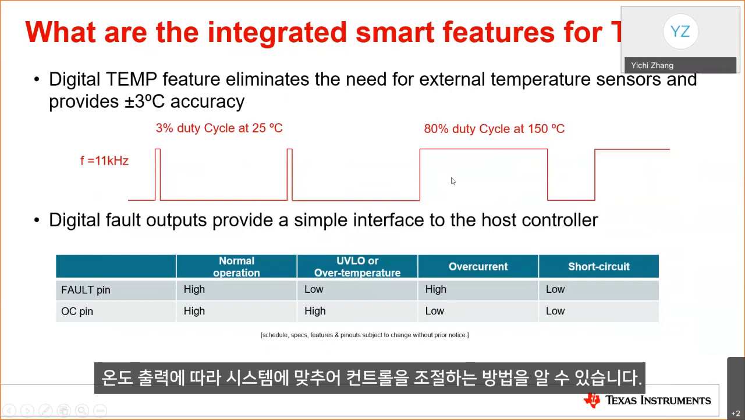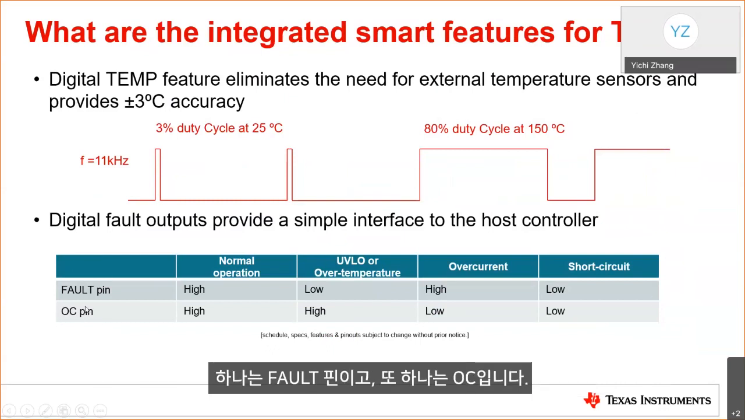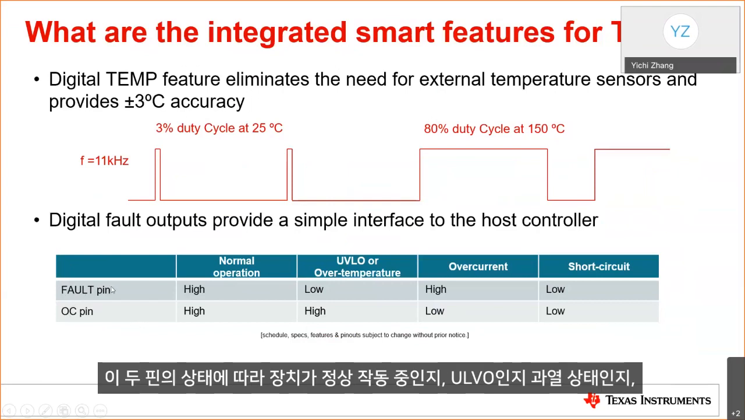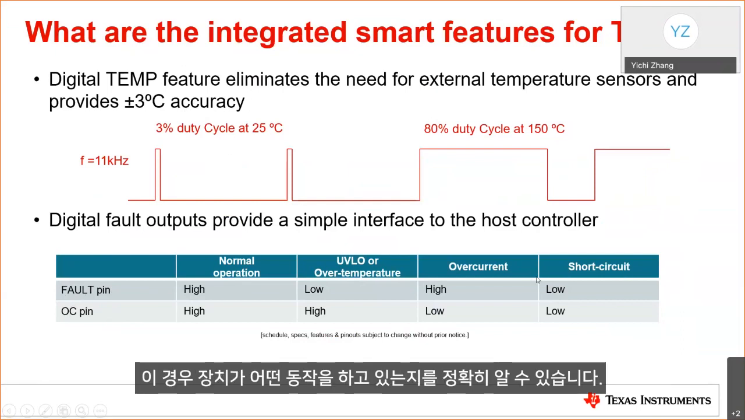On the bottom, you can see a fault output table. We have two individual pins: one is called the FAULT pin, and one is called the OC pin. Based on the status of these two pins, you can know if the device is in normal operation, if it's in UVLO or over temperature, or if it's in an overcurrent or short circuit condition. So you can know exactly how the device is behaving.